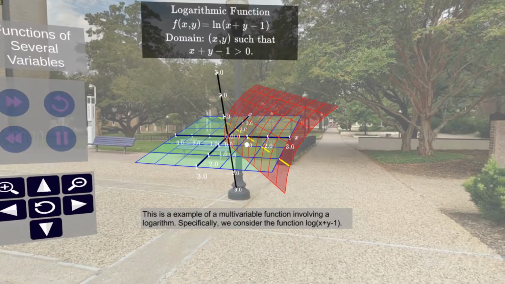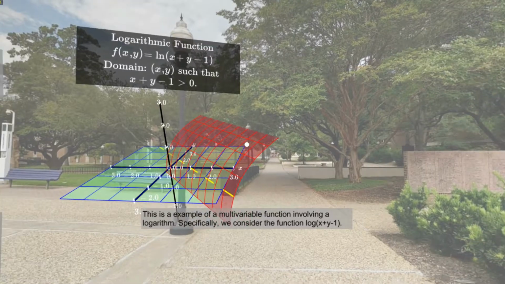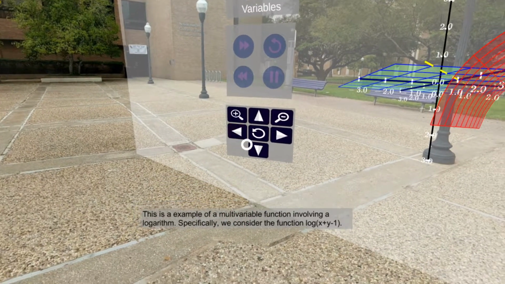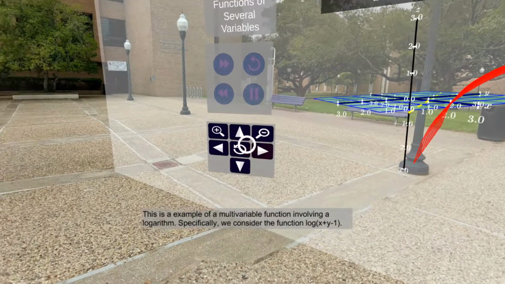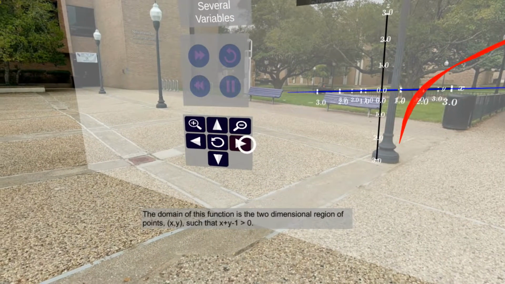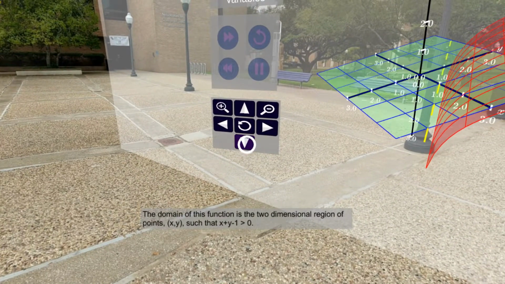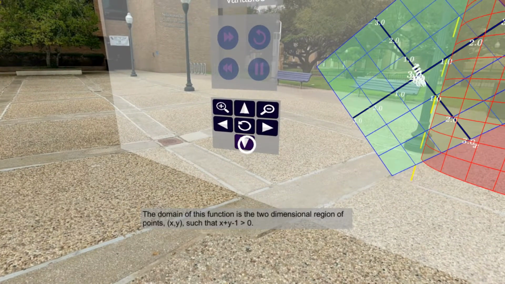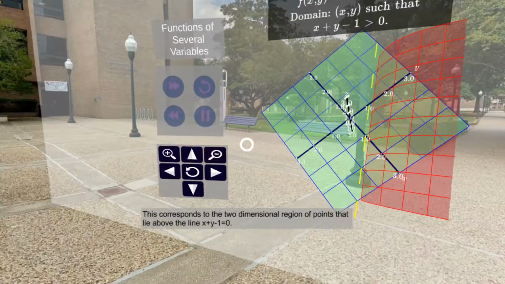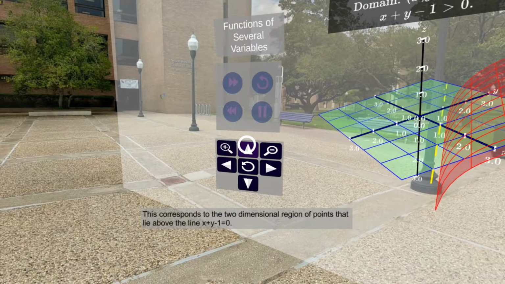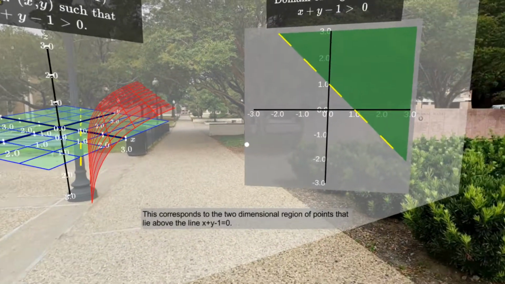This is an example of a multivariable function involving a logarithm. Specifically, we consider the function logarithm of x plus y minus 1. The domain of this function is the two-dimensional region of points (x, y) such that x plus y minus 1 is greater than 0. This corresponds to the two-dimensional region of points that lie above the line x plus y minus 1 equals 0.